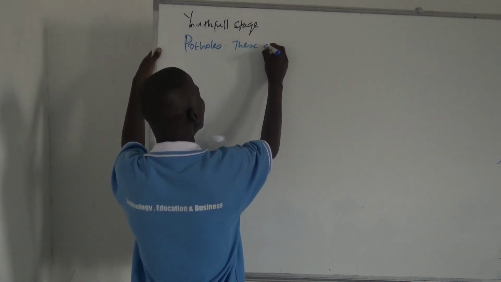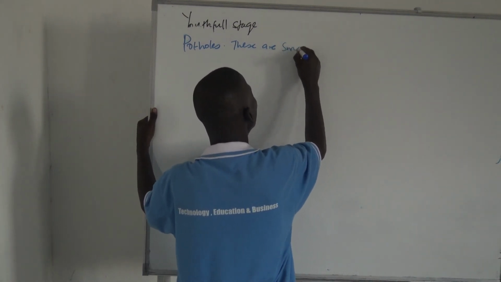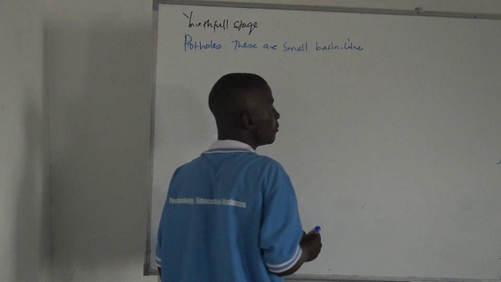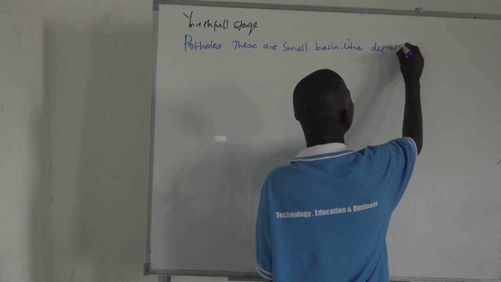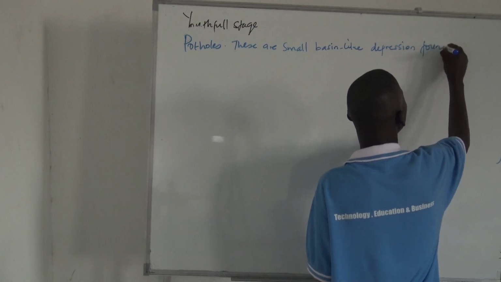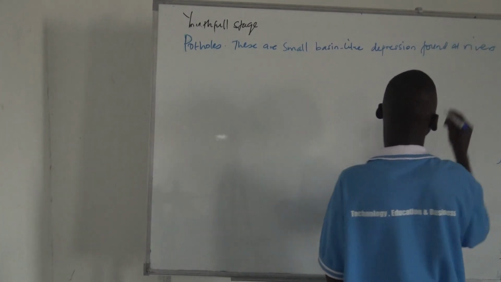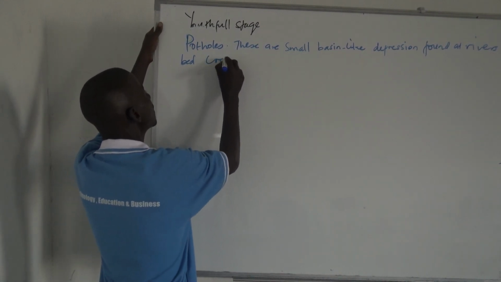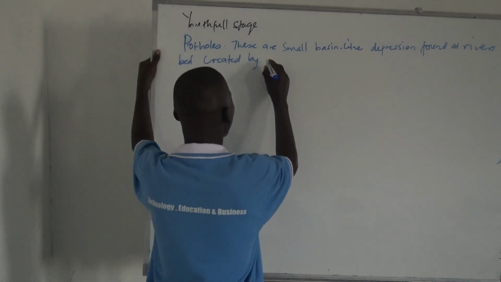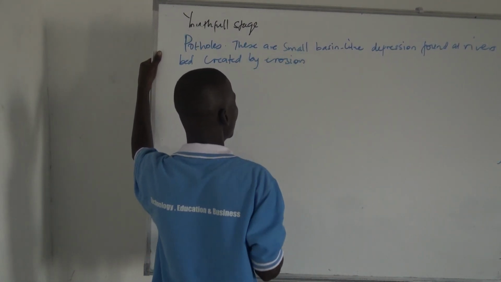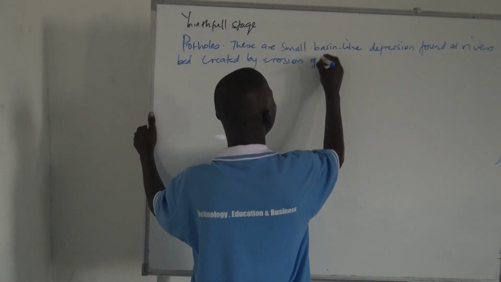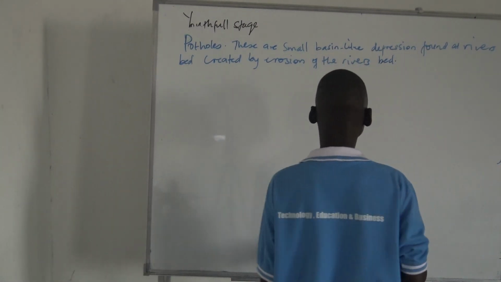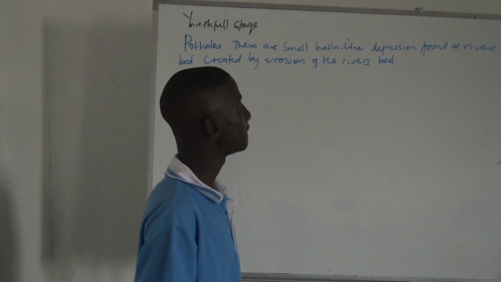Potholes are referred to as small basin-like depressions found at the river's bed, created by erosion of the river's bed.